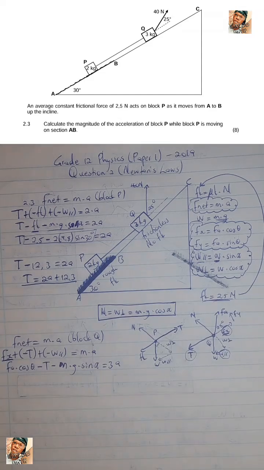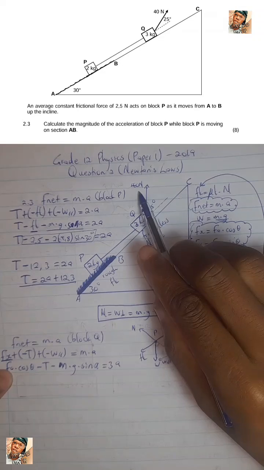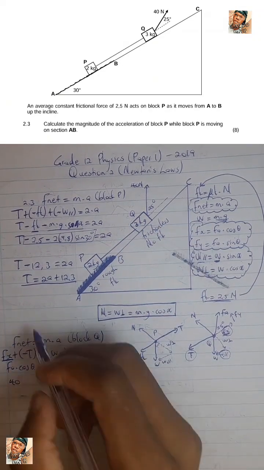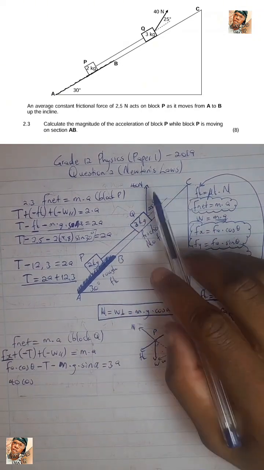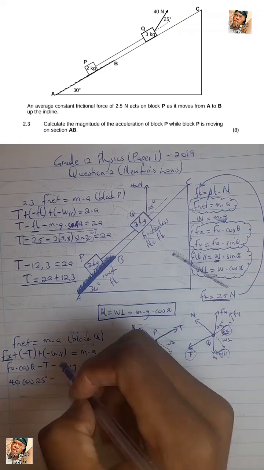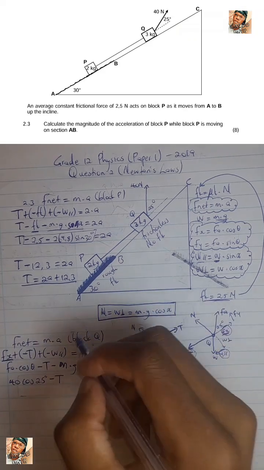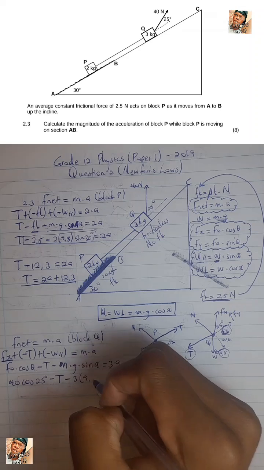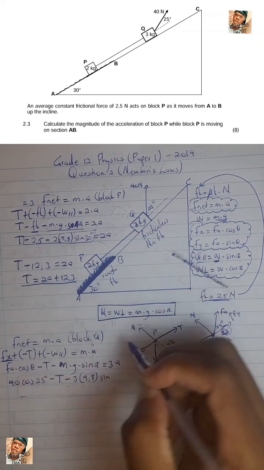So now we can substitute the values that we have. The force applied is 40 newtons, so we just want to substitute that. So we're going to have 40 newtons, then cos of the angle which the force applied is acting at. So cos of 25 degrees, then minus the tension, which is what we're looking for. We don't have the tension, then minus the m, which is the mass. The mass is 3, then the gravitational acceleration is 9.8, and then the sine of the alpha.